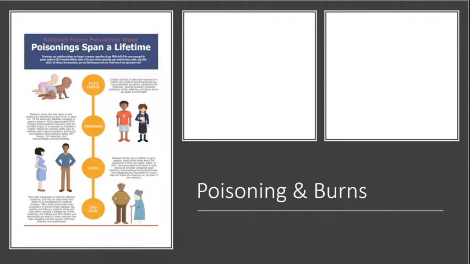Poisoning can also occur if a person takes the wrong medication or too much medication. To reduce the risks for accidental poisoning, make sure all containers are clearly and accurately labeled. Store all medicines, cleaning materials, and other potentially poisonous substances in locked cabinets and closets.